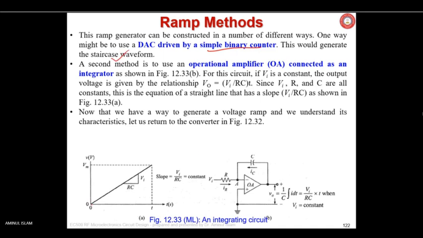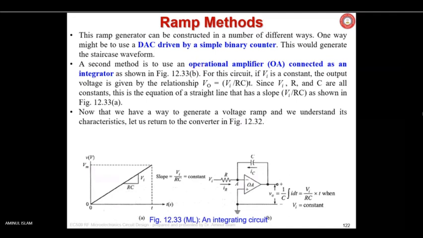I mean to say, instead of a sharp ramp, you will get something like this. It is not sharp like this. Or you can say it is a kind of sawtooth waveform, something like this. We have seen this kind of sawtooth waveform earlier in the definitions section.